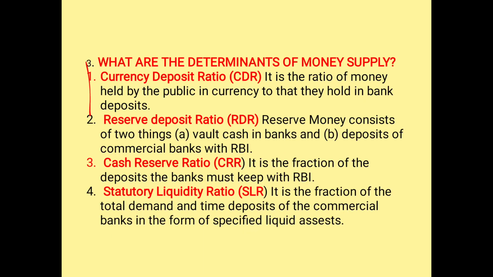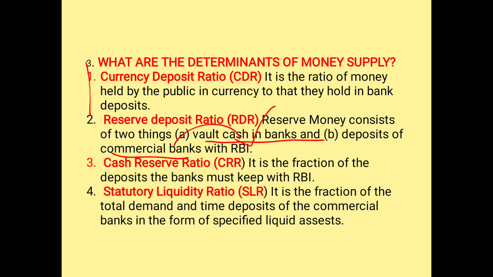Next one is, what are the determinants of money supply? First one is the currency deposit ratio, the amount of deposit that the public possesses in the bank. Second one is the reserve deposit ratio, the reserve which you keep as a precaution, that is cash in the bank. And deposits of commercial banks with the RBI, public deposit cash in the bank. Commercial banks keep deposits in the RBI. So two different forms. This is called the reserve deposit ratio.